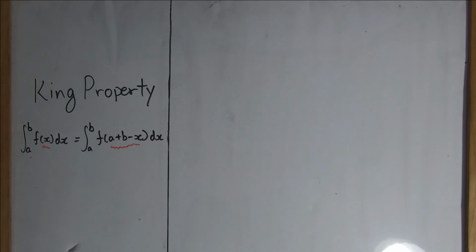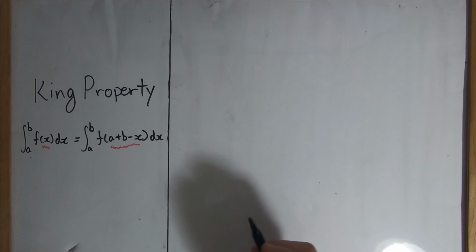In today's video, we will go over an identity known as king property. Essentially, it's this equation here. The integral of f of x from a to b equals the integral of f of a plus b minus x from a to b. This identity is useful when a reflected version of the function makes the integral simpler or gives another form that can be used to simplify the original equation.